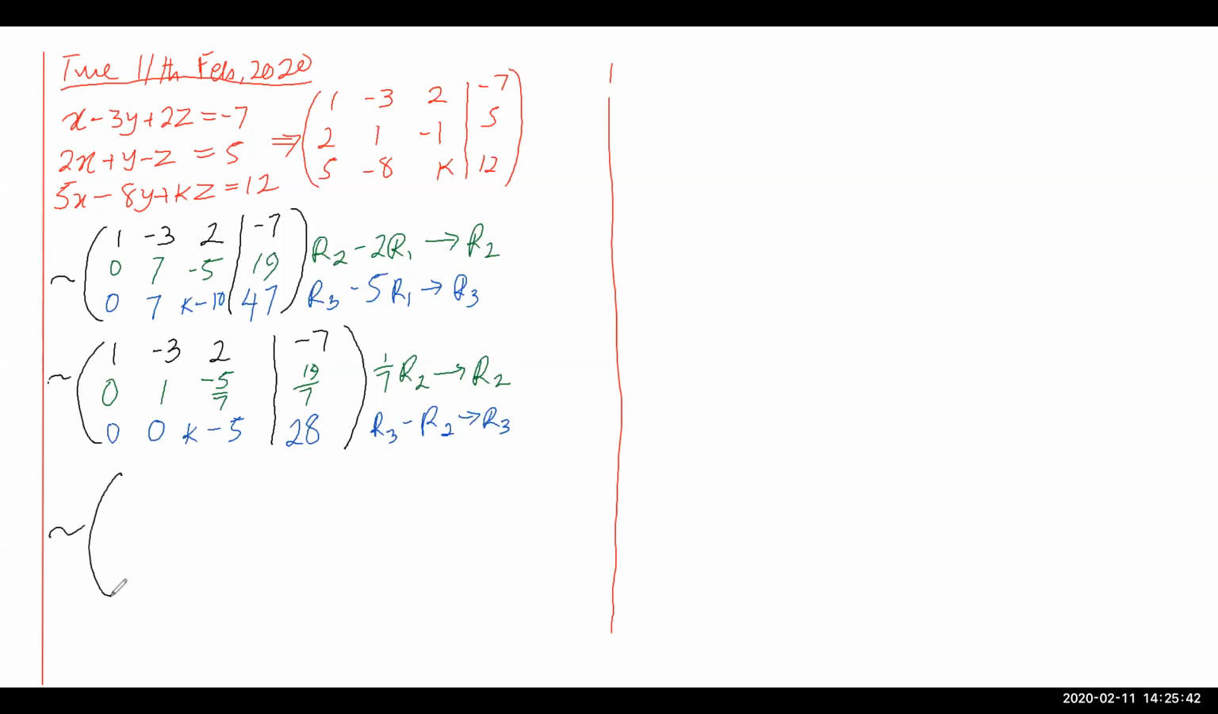K equals 6. What do you say? Say that again, sir. K equals 6. So what can I do to make this echelon form? It's not in the echelon form. I'm not asking for the value of k. Row 3 times 1 over k minus 5. Yes, that's what we need to do. Does that make sense, Mr. Cheng? Yeah. So this remains 19/7.